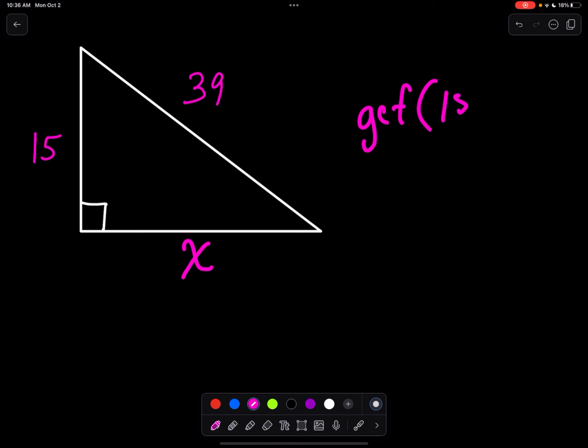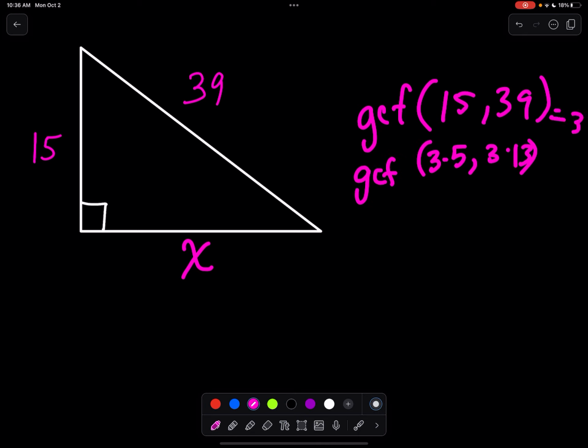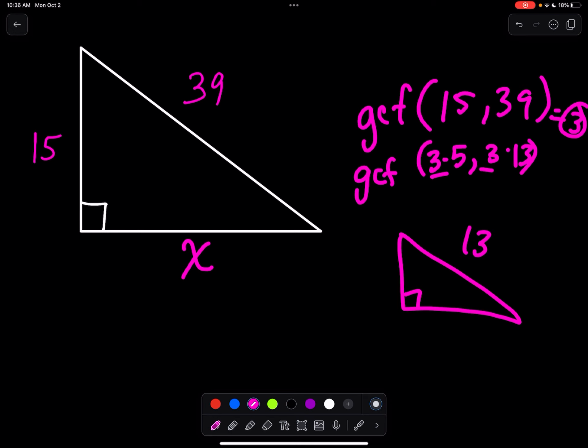The greatest common factor of 15 and 39, well, that's interesting. They're both multiples of 3. We have 3 times 5 and 3 times 13. That's really what we're finding the greatest common factor of. So the biggest number that goes into both of them is 3. So essentially, if we divide by 3, we have a 13 on our hypotenuse. We have a 5 here, and this last side, triples, 3, 4, 5, 5, 12, 13.